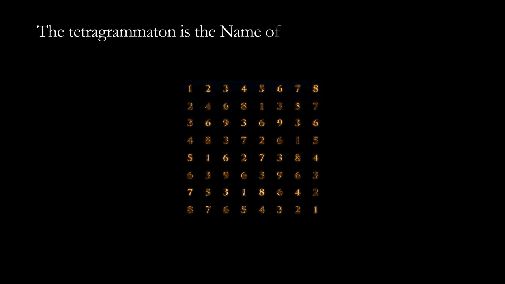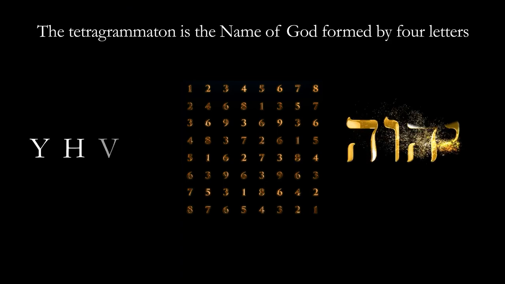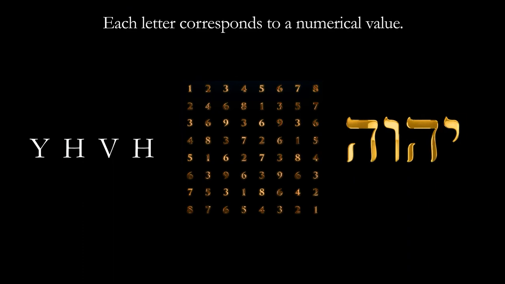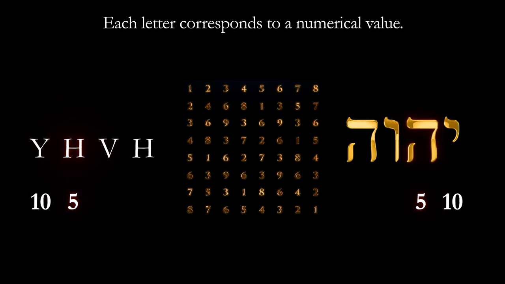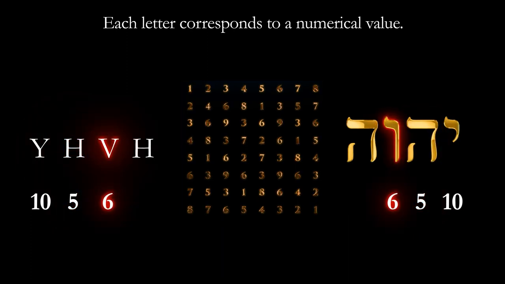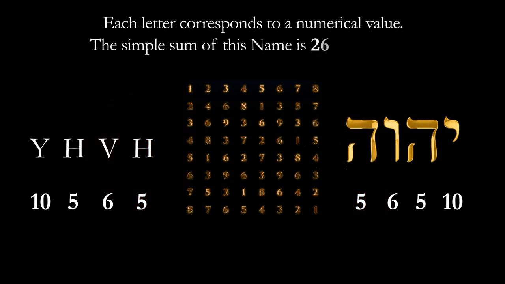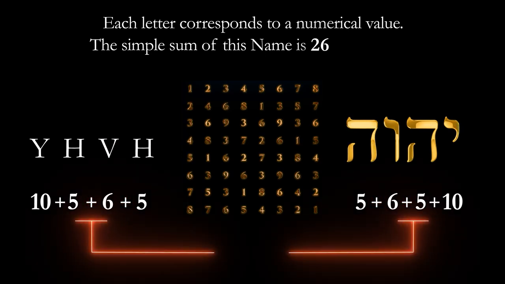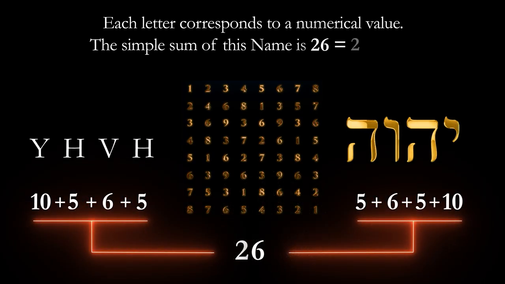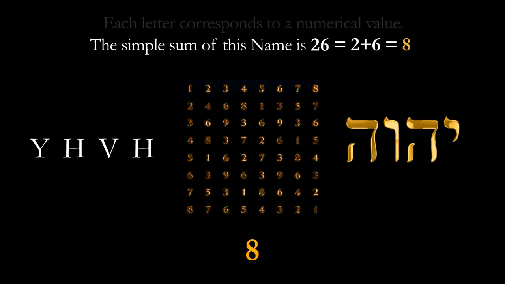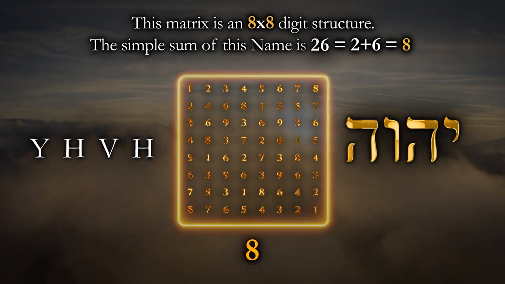The Tetragrammaton is the name of God formed by four letters. Each letter corresponds to a numerical value. Y equals 10. H equals 5. V equals 6. H equals 5. The simple sum of this name is 26. 26 is 2 plus 6, that equals 8. This matrix is an 8-digit structure.